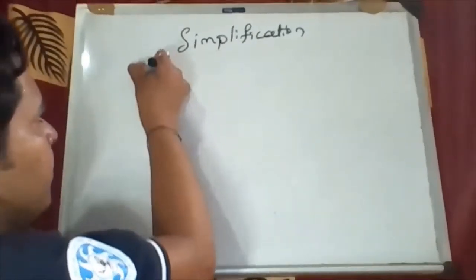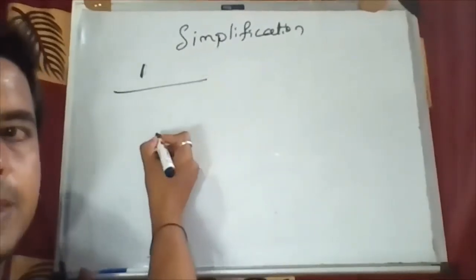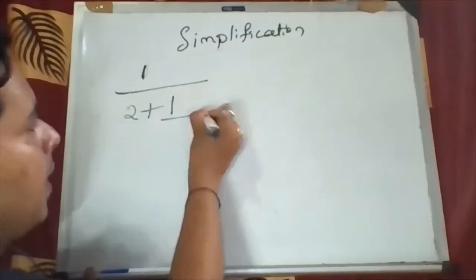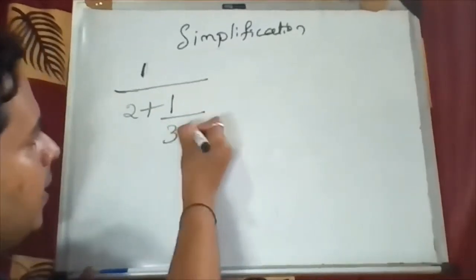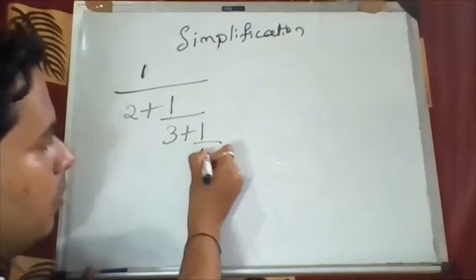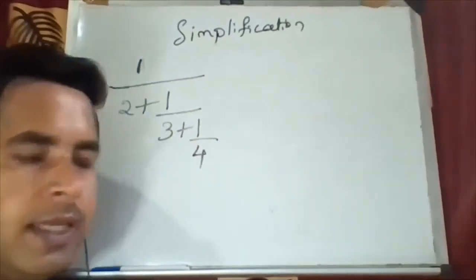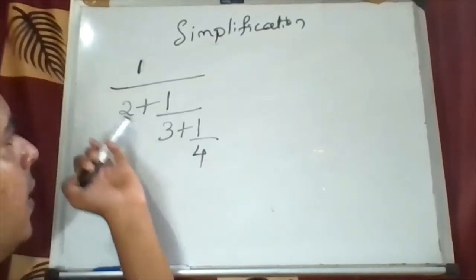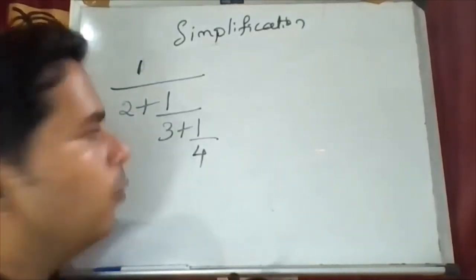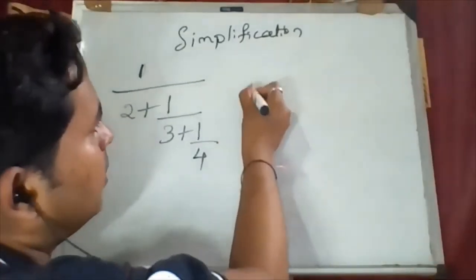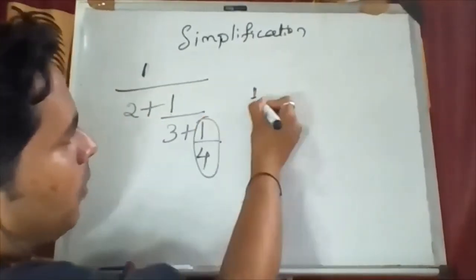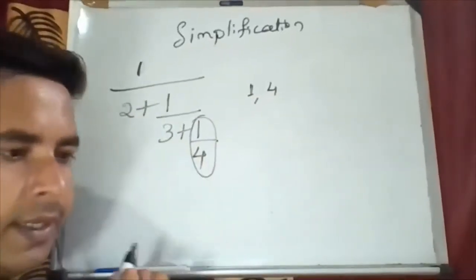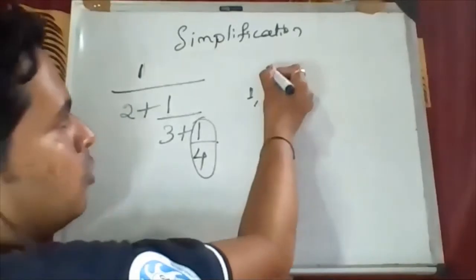1 by 2 plus 1 by 3 plus 1 by 4. Okay, so here also this is same as previous. इधर भी कितने steps है? 1 and 2. So first what you have to do? Just write 1. Consider this one. 1, 4. Then 4 के सामने कितना add हो रहा है? 3 is adding. So plus 3.